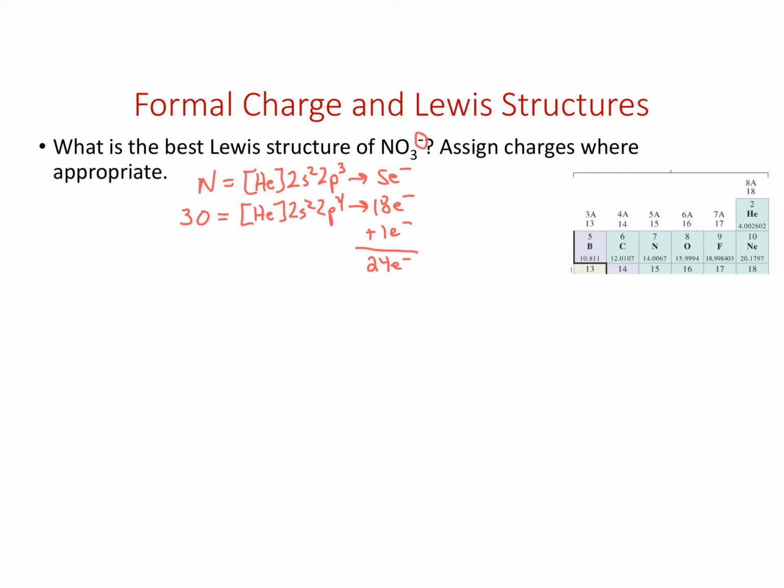So I'm going to place nitrogen in the center, and I'm going to surround it with my 3 oxygens. So 1, 2, and 3. I have 24 electrons to assign.